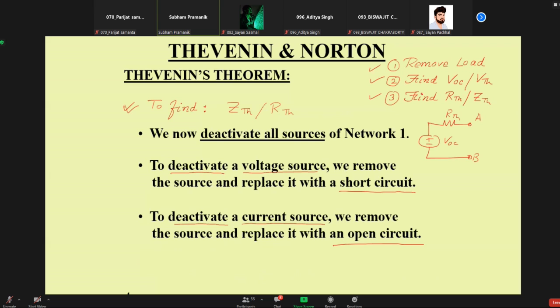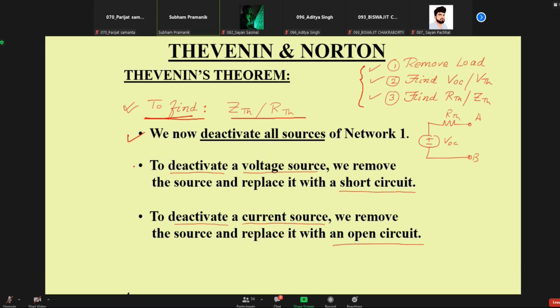The points are summarized here. First we need to remove the load. Once you have identified which one is your load, you remove it. Then find VOC or VTH, whatever you write, both are okay. The third step is to find RTH or ZTH, that means the internal impedance in this Thevenin equivalent circuit. To find ZTH or RTH, we deactivate all the sources of network 1.